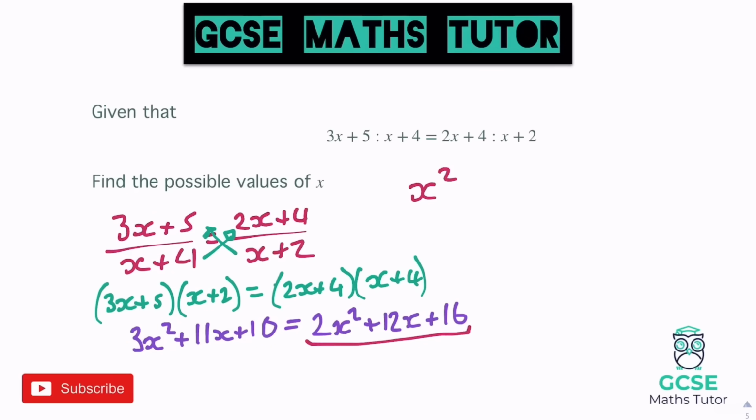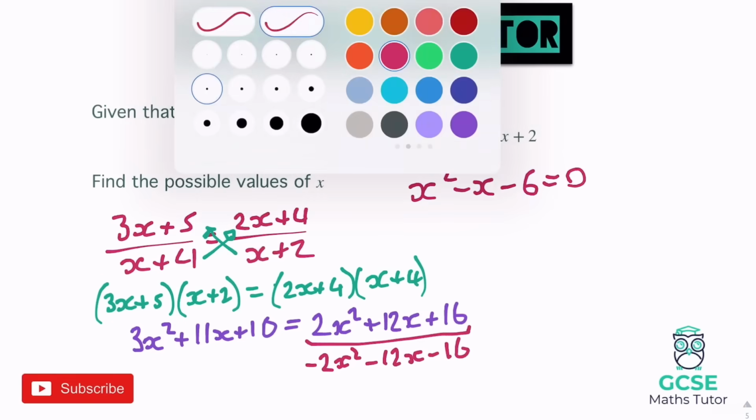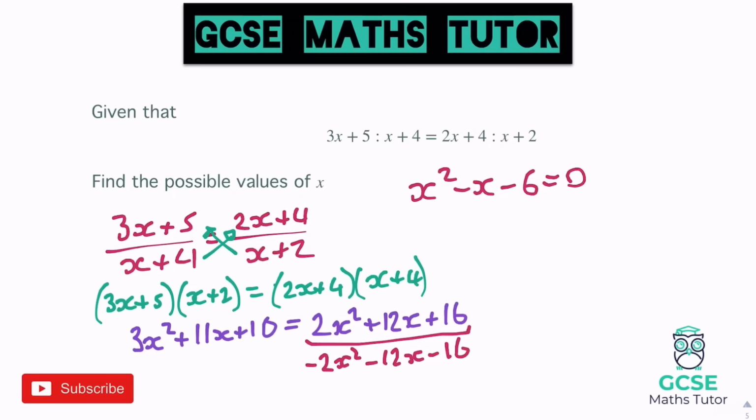11x take away 12x leaves us with 1x, so minus 1x, and 10 take away 16 is minus 6, and that now equals 0, and then we can solve it. So all I did was minus 2x squared minus 12x and minus 16 from both sides, so that equals 0. Now we can solve it. So looking at this now, I just need to factorise it. So the factors of 1 and 6 are either 1 and 6 or 2 and 3, and it's going to be 3 in the middle there, so it'd be x plus 2 and x minus 3, and that would give us minus 1 in the middle, and that's what equals 0.